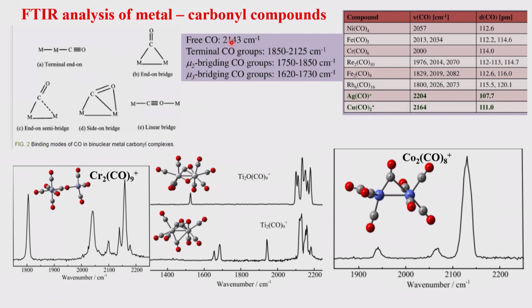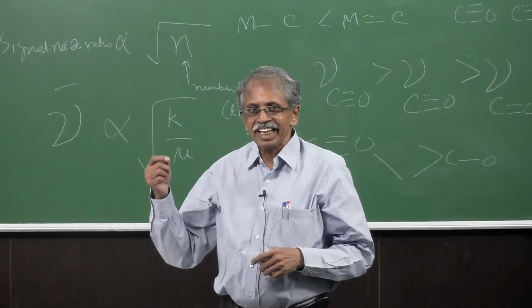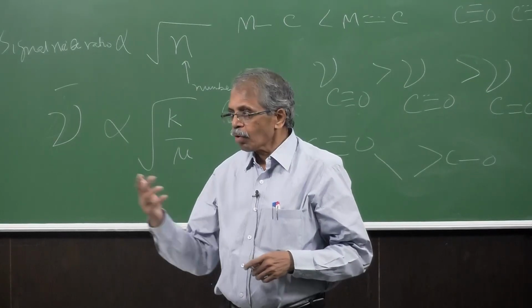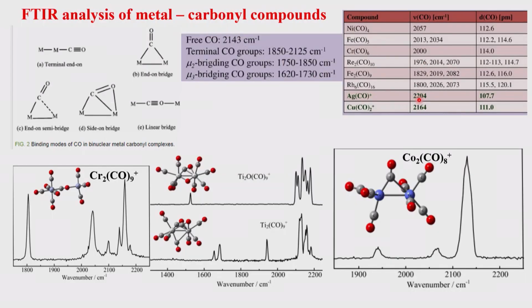So how can it be higher? Because this has a positive charge, you remove an electron. When you remove the electron, you remove it from the antibonding orbital. So that means the bond order will go up. If bond order goes up, it means your frequency goes up. So that is where 2200 comes from, you can see that. And Cu(CO)2+ is again higher than this. So when you have the plus charge, you can get higher frequencies as well, and if you have other modes of binding, you can get other bands.